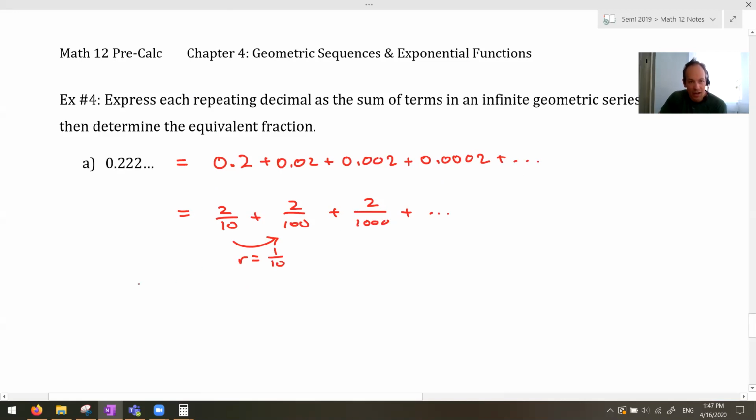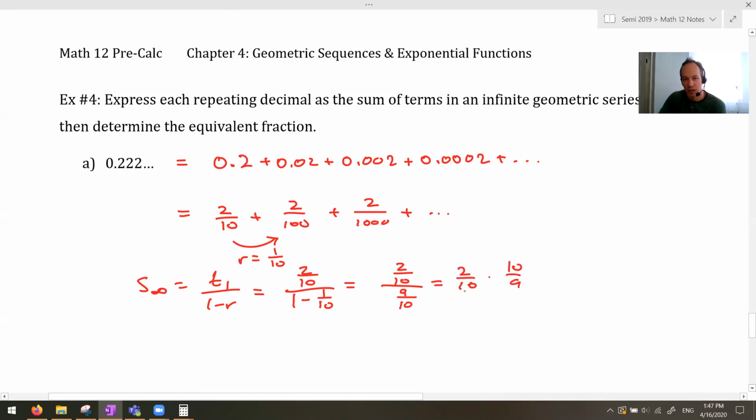So if we want, we can actually write this using our formula, and we can figure out that if the first term is 0.2 or 2 over 10 and r is 1 over 10, what we can see here is we go 2 over 10 divided by 1 minus 1 over 10, which is 9 over 10. Well, this actually simplifies down. By the way, if you're really bad at doing this, you can always flip and multiply here. Okay, so we can actually see this is equal to 2 over 9.